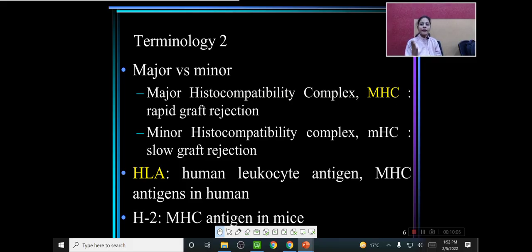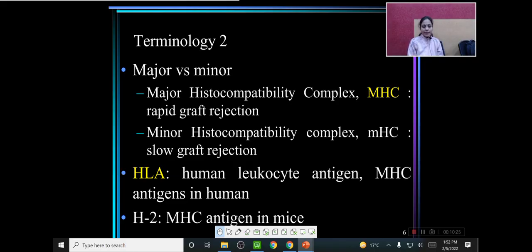So during transplantation, the doctor considers the MHC, right? In minor histocompatibility complex, they reject the graft slowly, not rapidly, right?